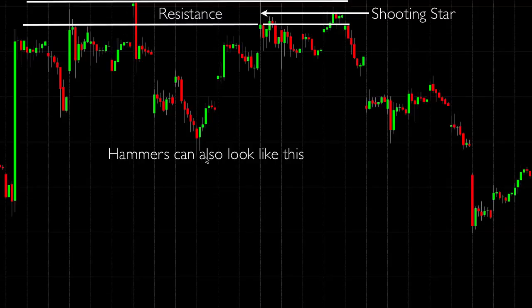I just want to show you how a hammer can look. We've got a red hammer and a green hammer. And again, just to show that sometimes they're perfect and sometimes they're not. But in this situation you got two hammers in a row, which is called tweezers. And that is also a very powerful signal because we're getting a 2 times trigger in a row. We're seeing these sellers being pushed up on both bars.